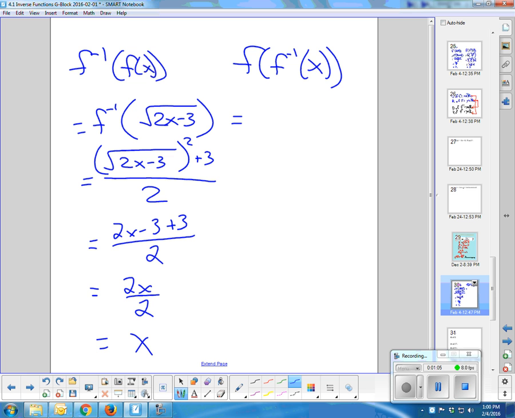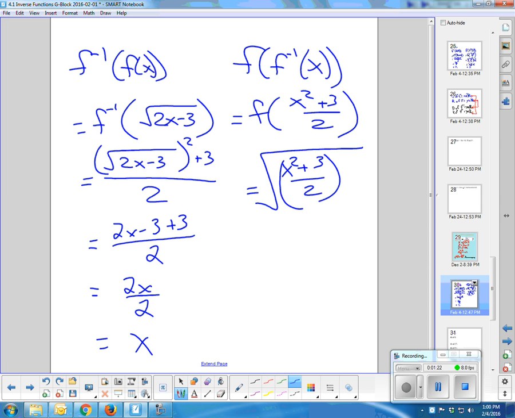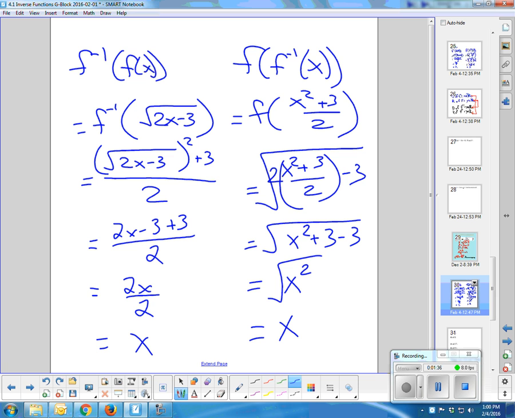So here we're showing that f inverse undoes f. The other composition, f of (x squared plus 3 over 2), would become the square root of 2 times (x squared plus 3 over 2). Well, I should have a times 2 in front of it. Minus 3 gives us the square root of x squared plus 3 minus 3, and the square root of x squared, which equals x. So we have that they undo each other.